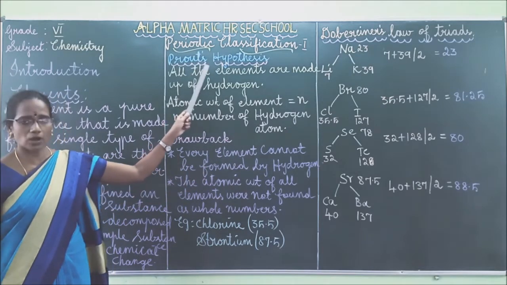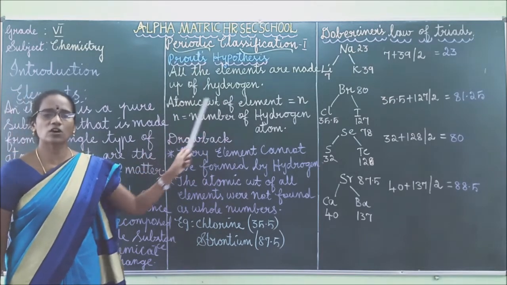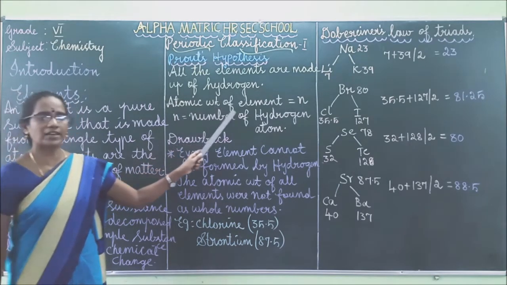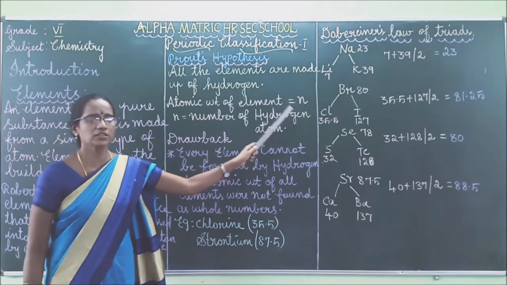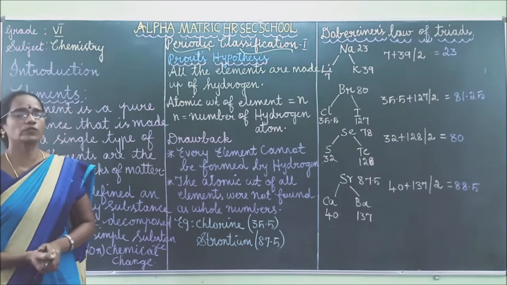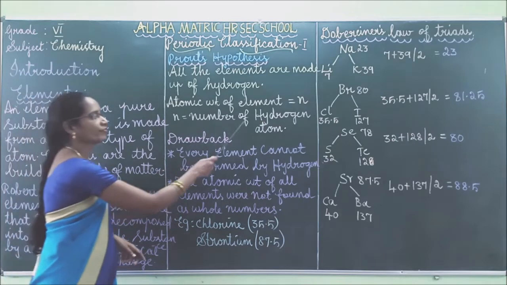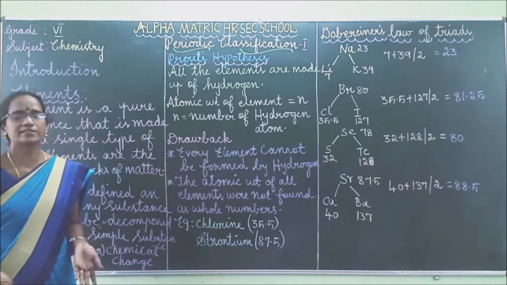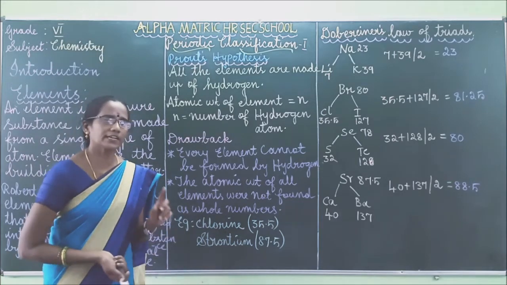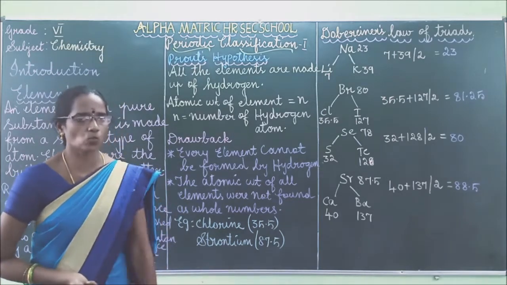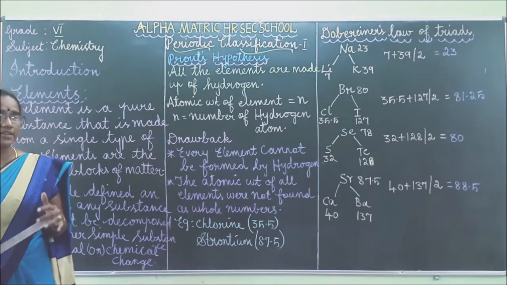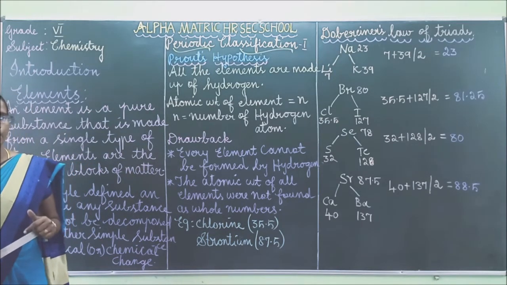According to Proust, all the elements are made of hydrogen, whereas the atomic weight of an element is equal to N, right? He proposed the atomic weight of an element is equal to N, where N is the number of hydrogen atoms, whether it is 1 or 2 or 3, like that. So what is the atomic mass of hydrogen? It is 1. At the same time, there are some drawbacks, that is limitations, in Proust's hypothesis.